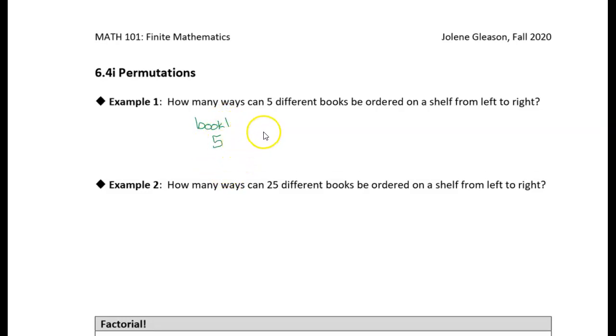Then the next thing I'm going to do is fill the next position to the right of that book. Again, I'm going to look at my pile of books. I'm going to pick up book 2. I have 4 books left in my pile, and I'm going to put it in that next position. And then I'm just going to keep going. I'm going to fill the next position to the right, and I have now 3 books to choose from in my pile. And then book 4, I have 2 books to choose from, and then finally I'm going to pick up book 5, and I'll have 1 book left to fill that position.